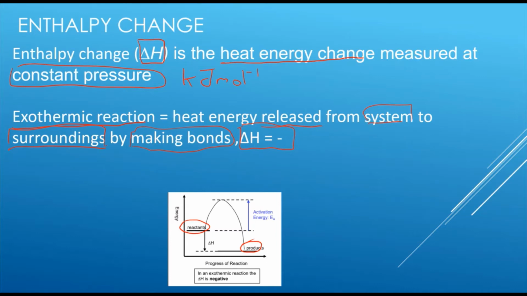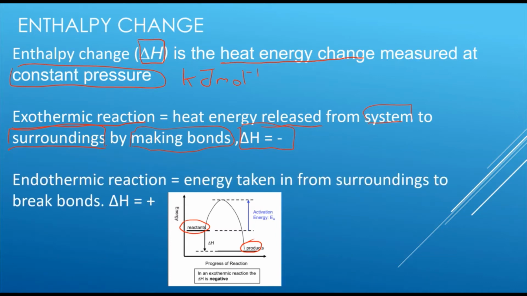So next we have the endothermic reaction. This is the opposite of exothermic. So the energy is taken in from the surroundings to the system. The energy is not being released this time, it's being taken in. And this happens, for example, when we are breaking bonds this time. So breaking bonds requires energy, so that's the endothermic process, and making bonds releases energy.